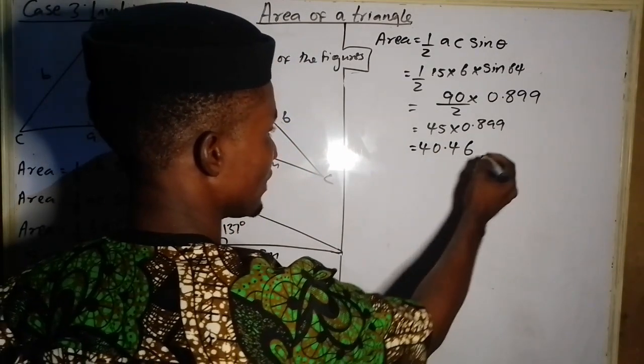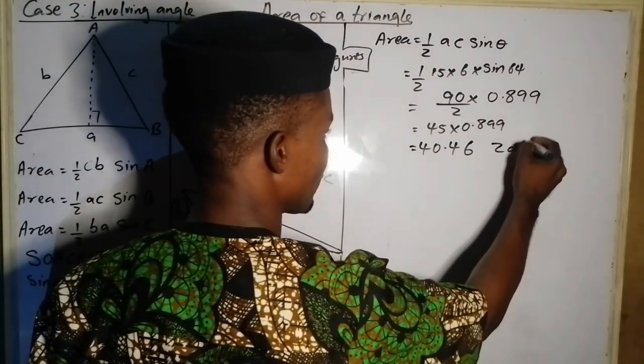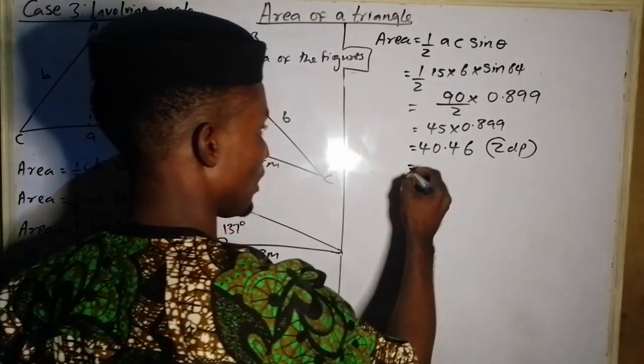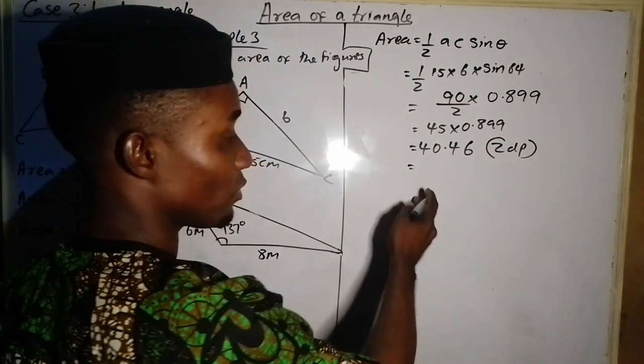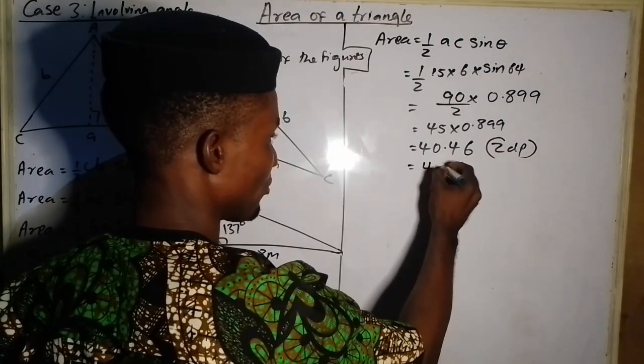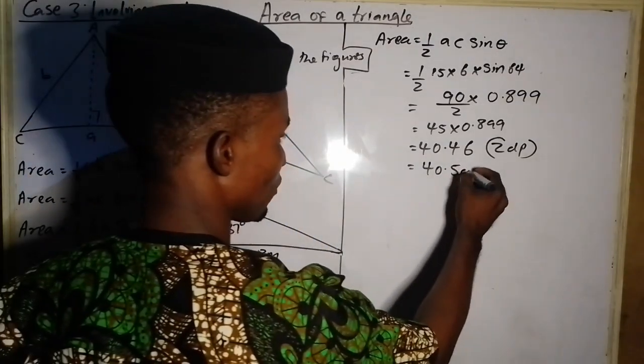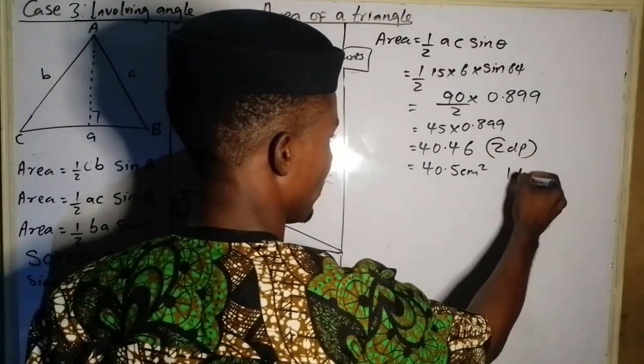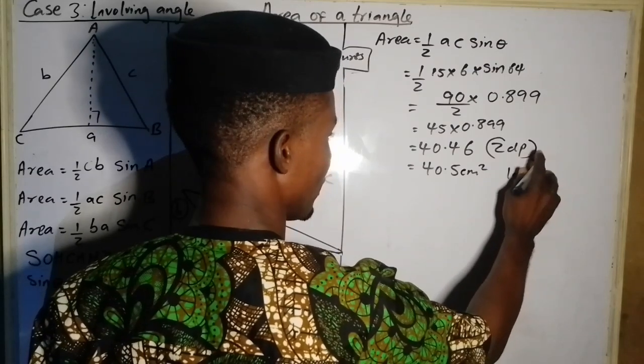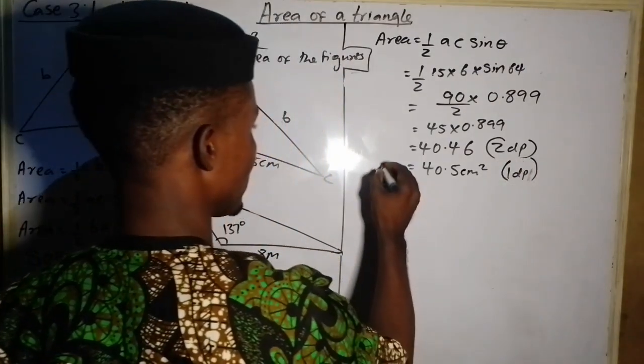40.46. This is 2 decimal places. Now if your examiner asks you to write it in 1 decimal place, it's going to be 40.5. What is the unit given to us? Centimeter square. 1 decimal place. Is that okay? So that is our area.